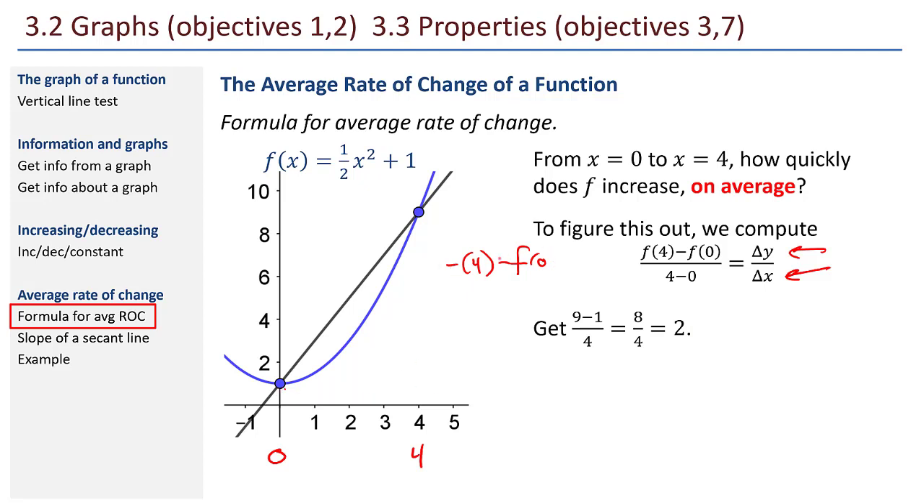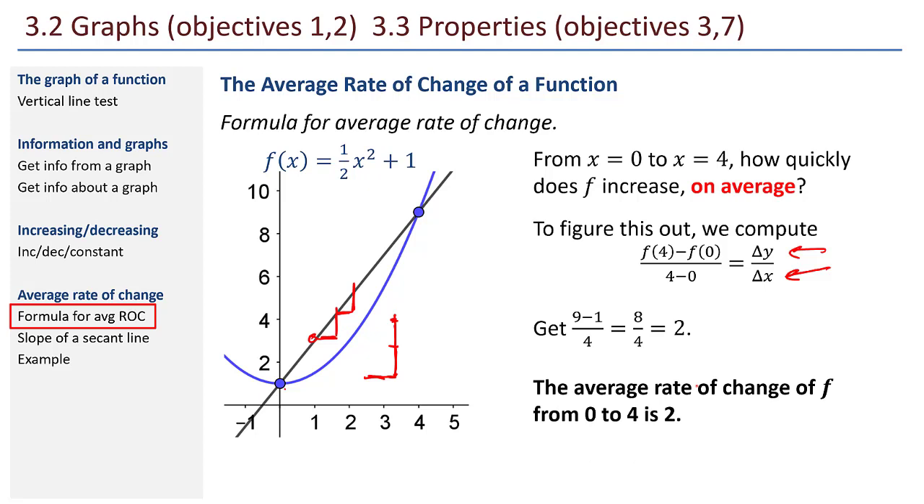Well, 2, what does 2 mean? That means that for every little change in x, it's going up by 2 units of change in y. So I go over 1 unit in x, and it goes up 2 units in y. Over 1 unit in x, and up 2 units in y.